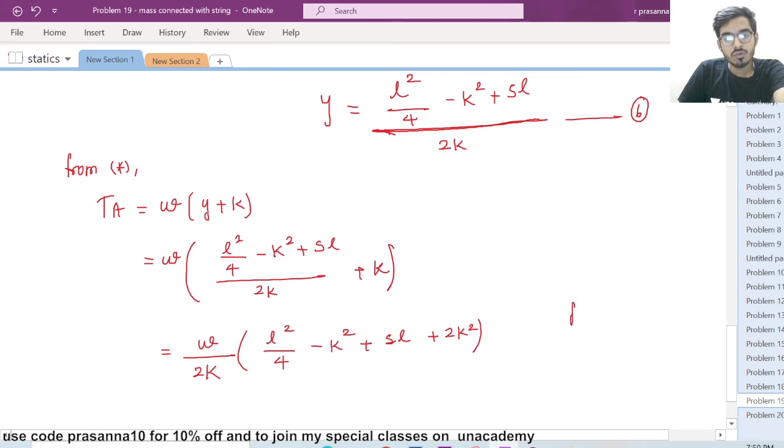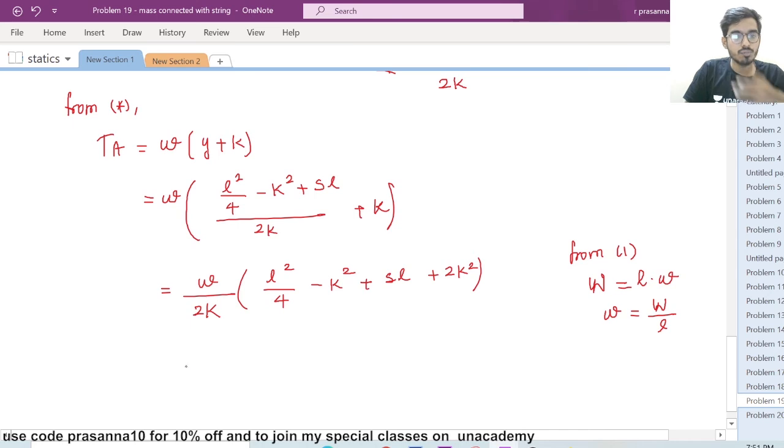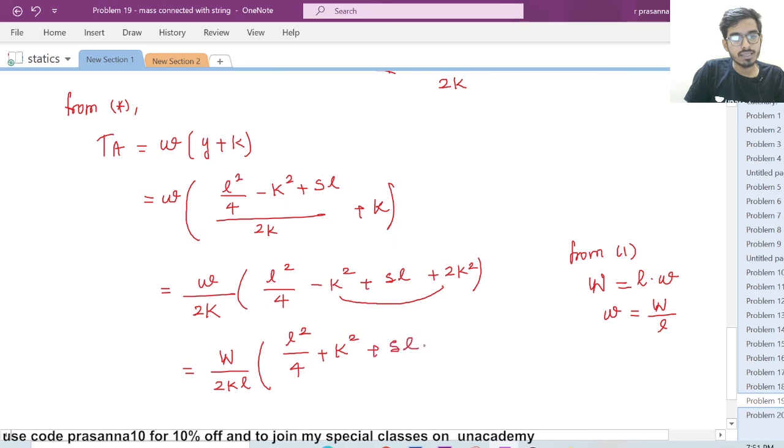Yes. And we know from 1 that capital W is the same as L times small w, right? Because L is the length of the chain. So that means small w is the same as capital W by L, because we don't have small w in the one that we need to prove, right? So we will change small w to capital W by L, with 2k. So this will be L square by 4 plus k square, since minus k square plus 2k square is plus k square, plus SL, right? Now you replace S, right?